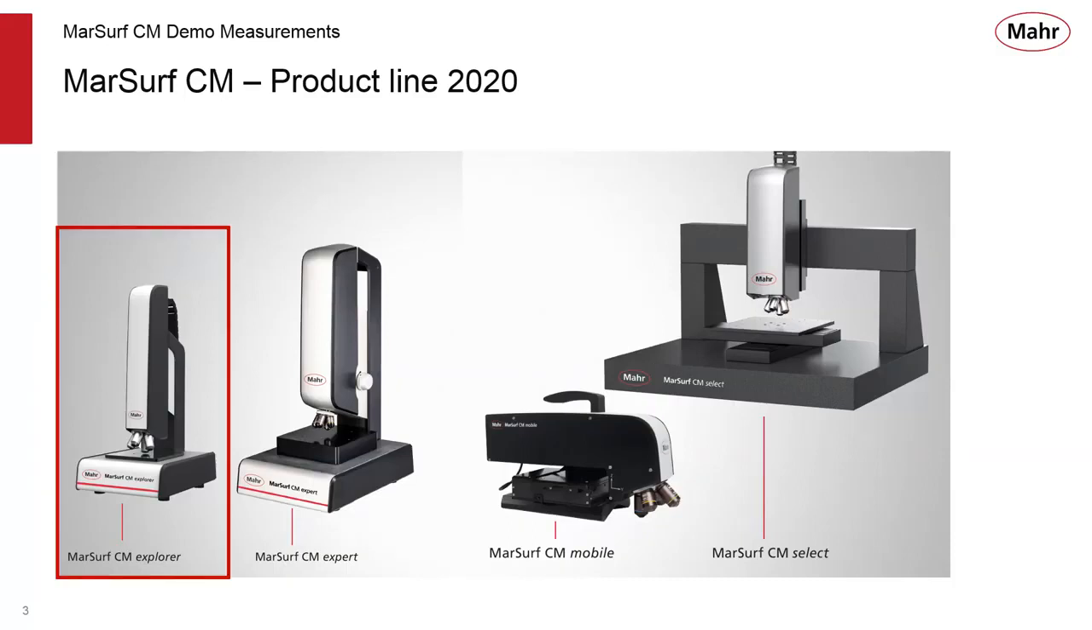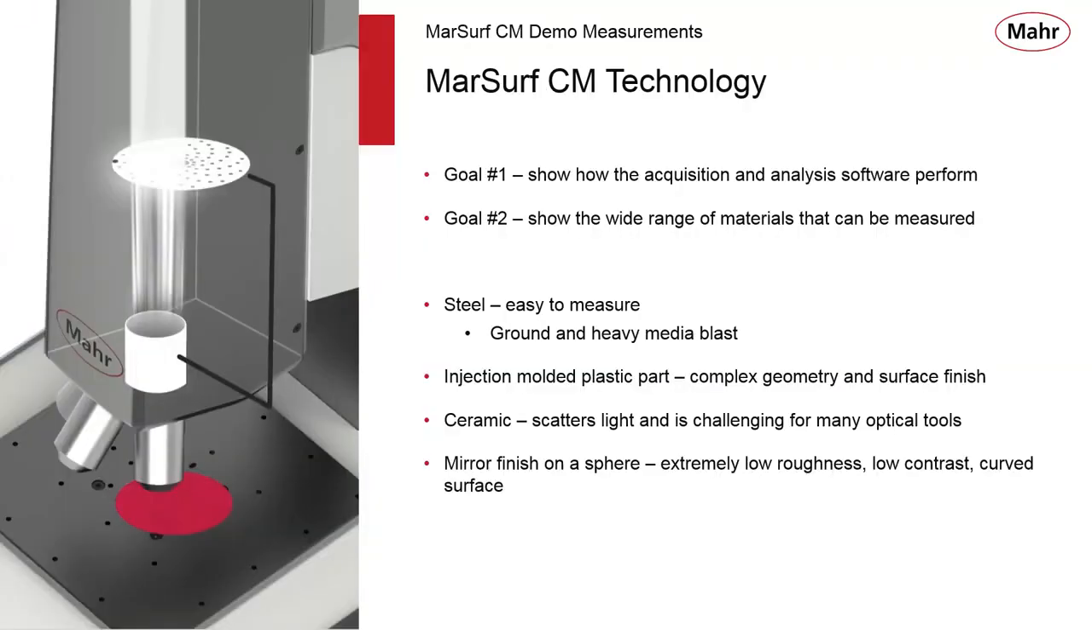Today, we're going to be working with the MarSurf CM Explorer. This is our compact desktop tool. It has 50 millimeter by 50 millimeter XY axes and 75 millimeters worth of travel in the Z range. So we're going to be doing some demo measurements with that tool today. The goals that I have for today's demo measurements, there's two of them. The first is to show you how the acquisition and analysis software function, how they perform. The second goal is to show you the breadth and variety of material types and material conditions that we can easily measure with this tool.